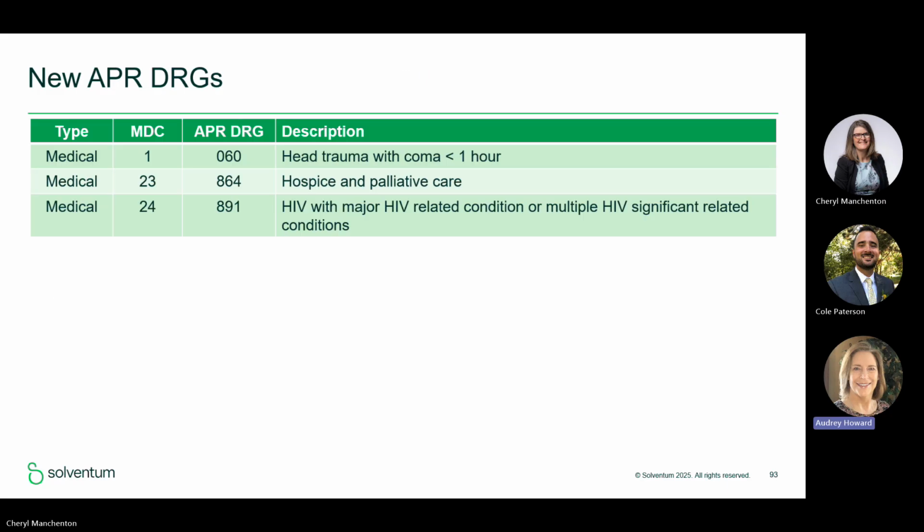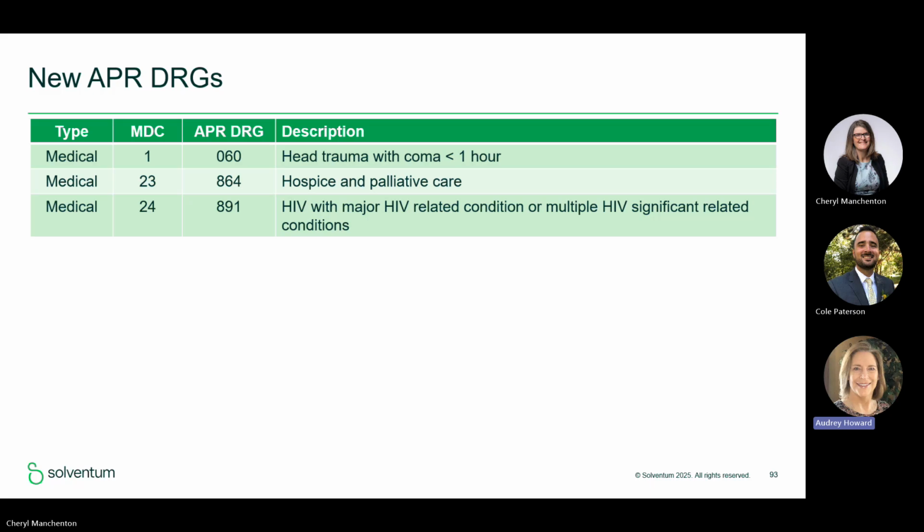You'll see one in MDC 1, which was 60, which is head trauma with coma, less than 1 hour. In MDC 23, 864 was created for hospice and palliative care. And in MDC 24, APR DRG 891 was created for HIV with major HIV related condition or multiple HIV significant related conditions. So those are the 3 new ones.